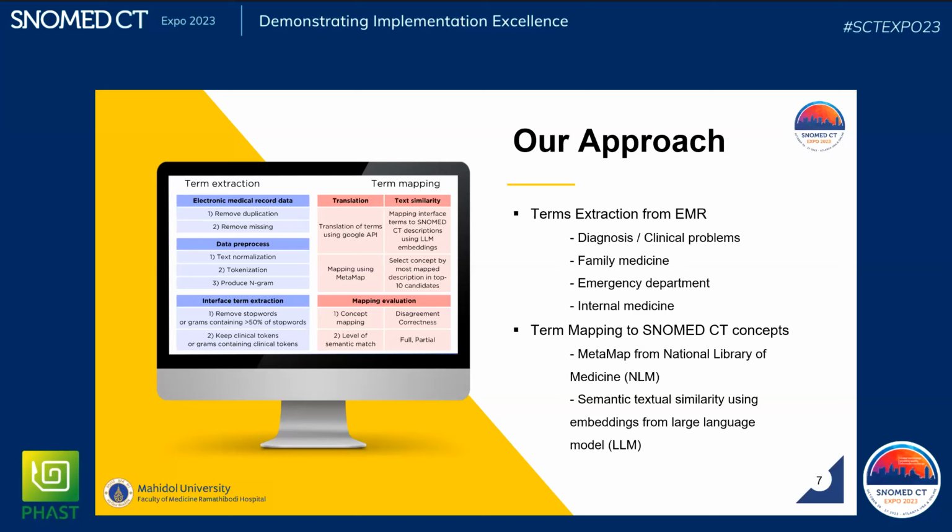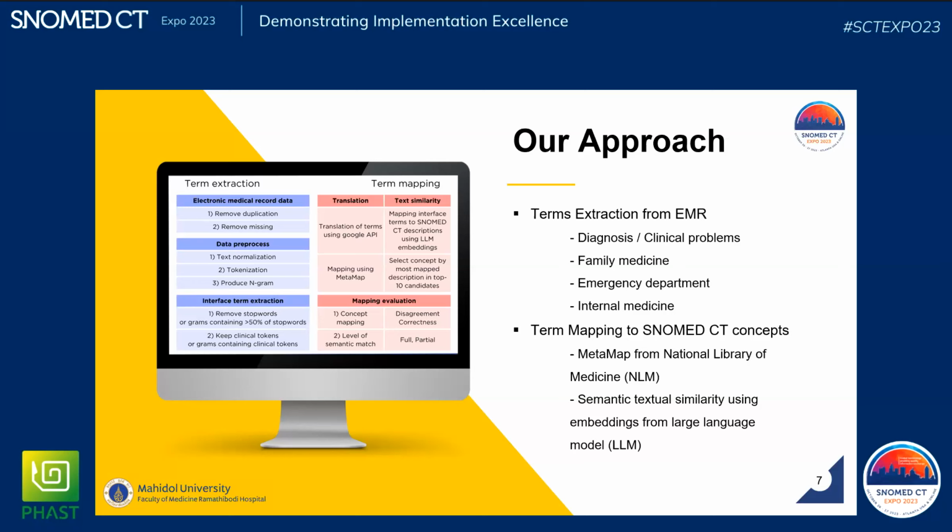And then we do the data pre-processing. First, we do text normalization for English and for Thai language. And second, we do the tokenization, which is our first roadblock, because there is no tokenization for text that has both Thai and English mixed together.